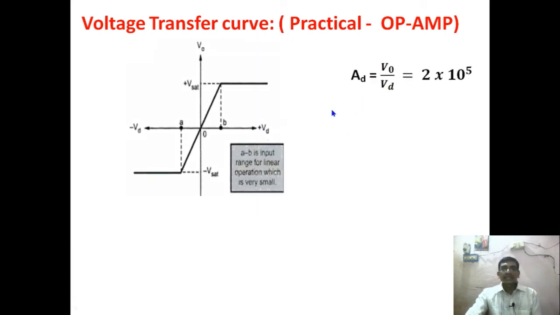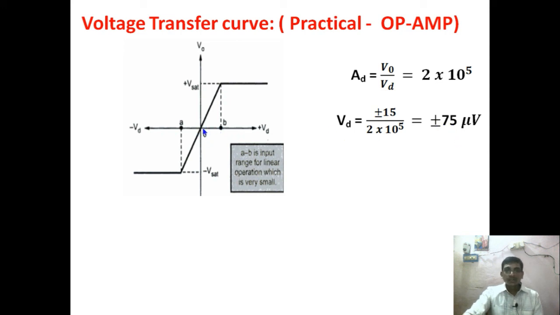See, AD is equal to V0 by Vd. We already know that the gain is equal to output voltage divided by the input voltage. In the practical operational amplifier, this AD is not infinite, it is equal to 2 into 10 power 5. Therefore, if you take Vd to this side, Vd is equal to V0 by AD. So the output voltage in this case, I am just assuming, is plus or minus 15 volts. The plus VCC is 15 and minus VEE is minus 15 volts. So if you do this, we will get plus or minus 75 microvolts.